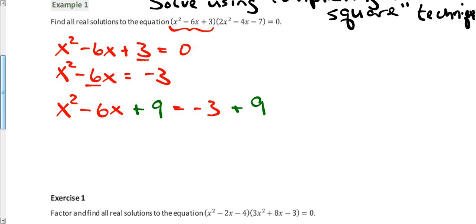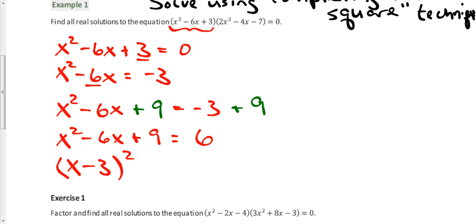Now, here's what I got. I got x squared minus 6x plus 9 equals negative 3 plus 9, which is positive 6, right? Now, this is something I can factor. Not only can I factor it, but I can factor it into a perfect square polynomial. This is going to be x minus 3 quantity squared.